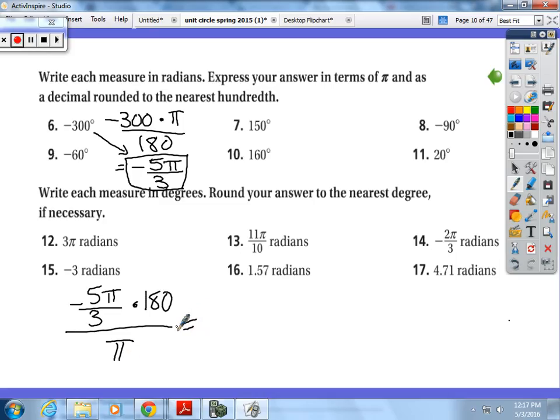Okay, so now I have a pi in the numerator and a pi in the denominator, so I can cross those off. If you don't have a pi, because in 15, 16, and 17 you won't, then you'll end up dividing by pi in your final answer. But in this case, we don't have a pi to worry about here. So now I have negative 5/3 times 180. Okay, so you could put negative 5/3 in as a fraction and multiply that by 180, or do negative 5 times 180 divided by 3.